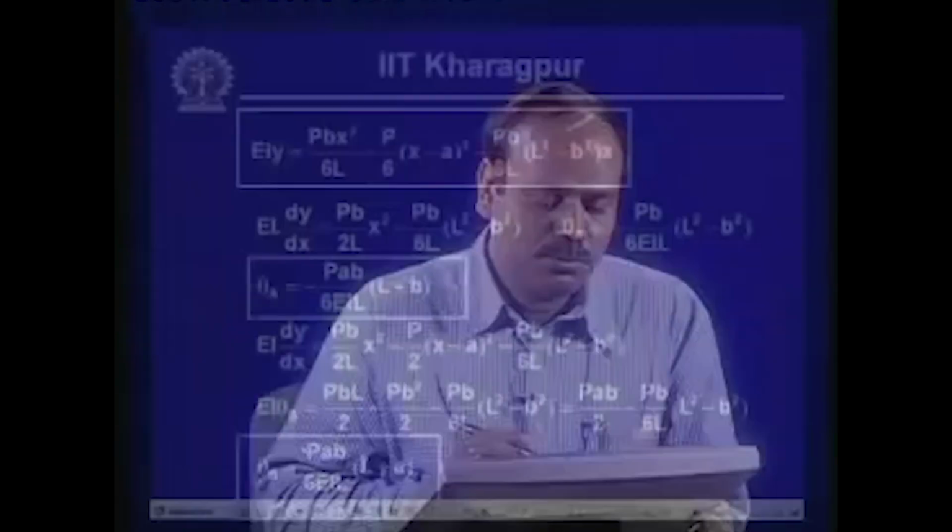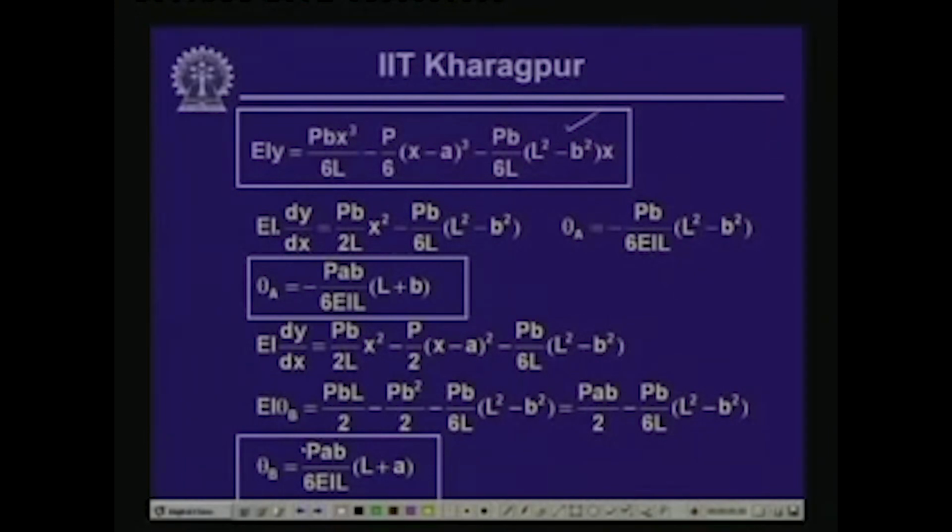So, we can now get the expression for the deflection curve, y as a function of x. From these two sets of equations of the deflection curve, from 0 to a and a to L, we make use of these two expressions and compute the value of y at any point in the beam.